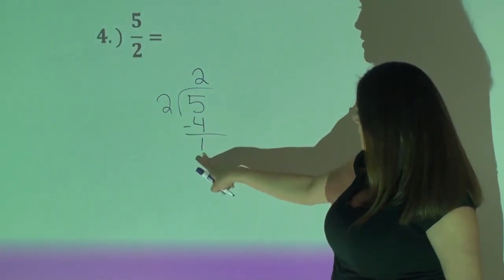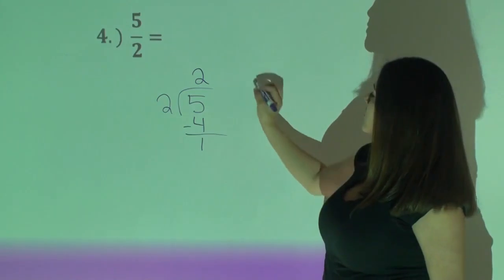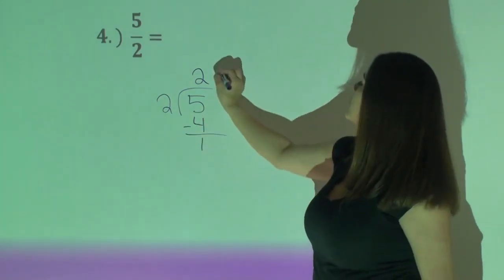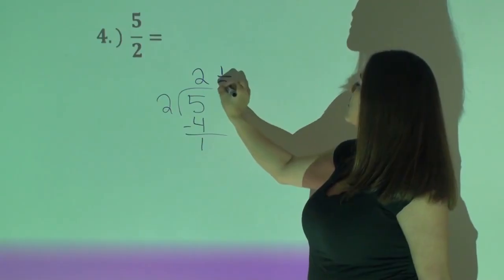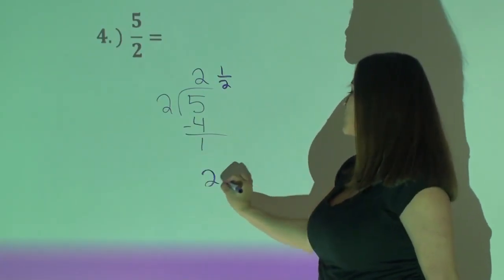And then we take this 1 and put it over our divisor. So that's going to be 2 and 1 half, like this. So that's our answer for this one, 2 and 1 half.